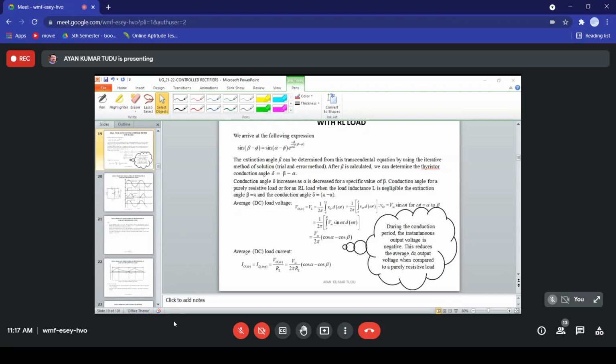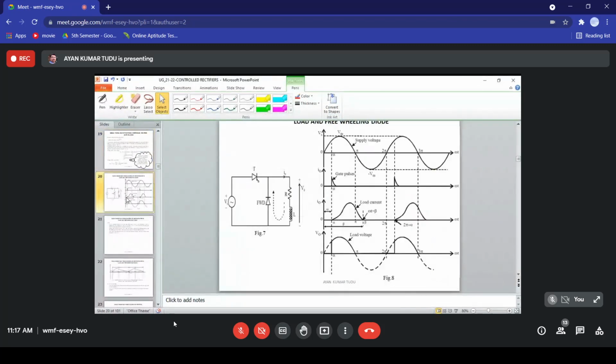Next, suppose we are using a freewheeling diode with this single phase half wave controlled rectifier. Let us see the waveforms. FWD is nothing but the freewheeling diode. As you can see, during this freewheeling time the load is shorted by the conducting freewheeling diode, and the load voltage is almost zero.